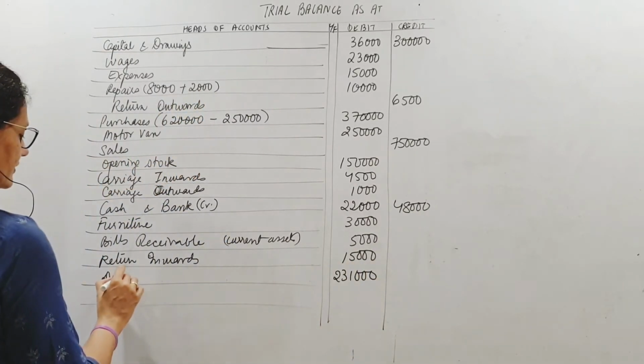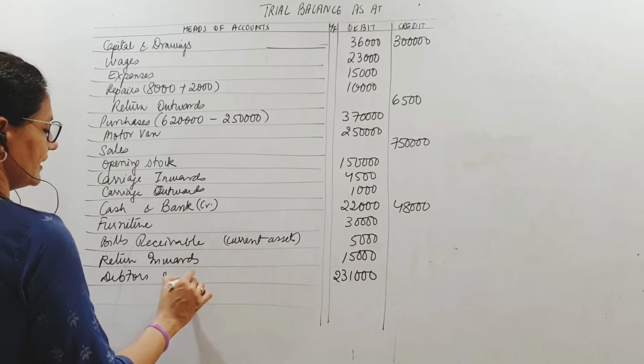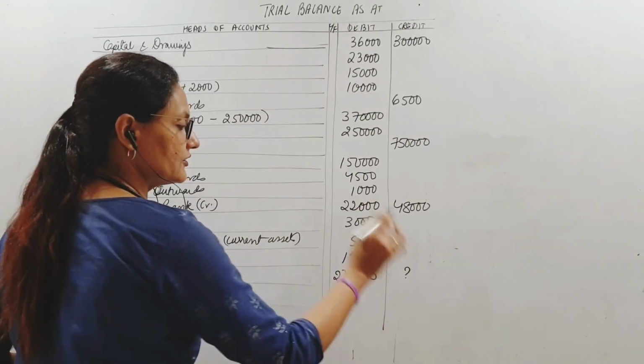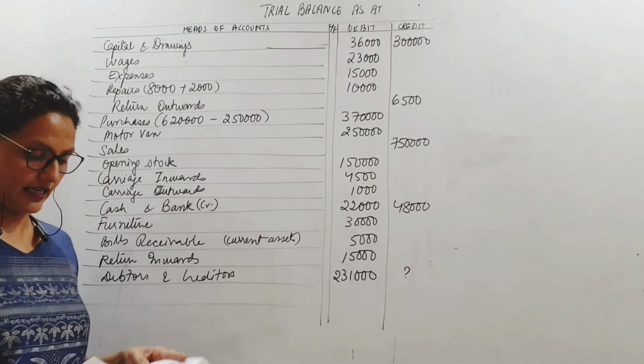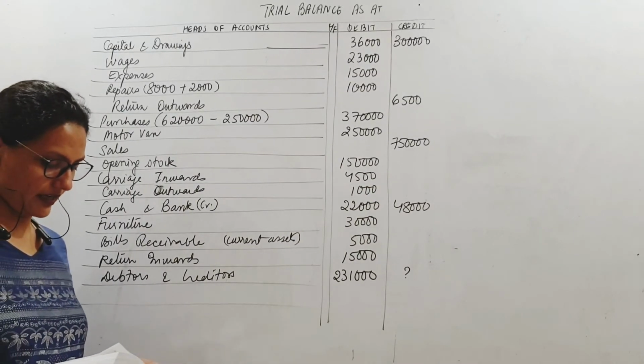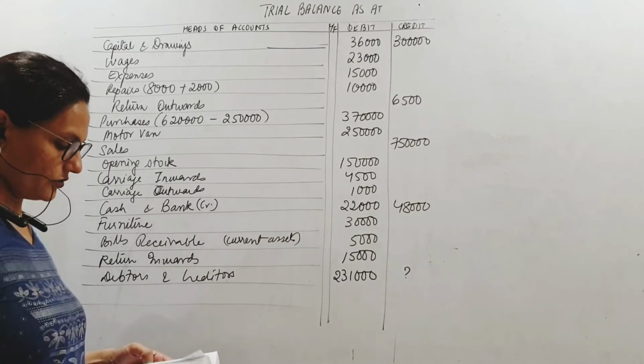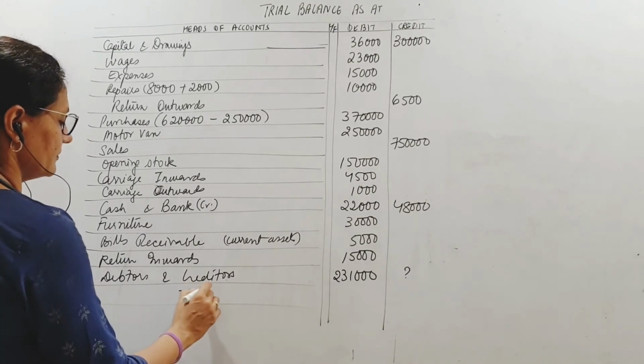15,000. That also done. Debtors we have missed. 2,31,000. Debtors. And creditors also we have missed, but we don't know the figure. So this is the question mark here right now. Right? Other things we all have clearly corrected. Fine? So now totaling up your trial balance.